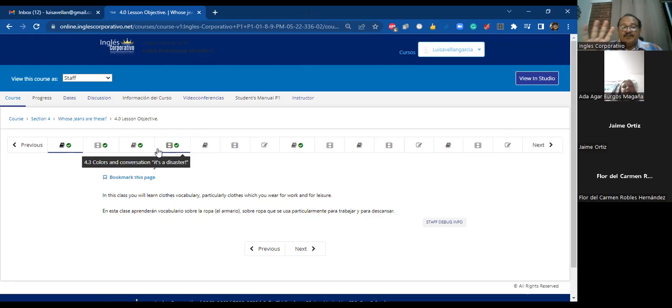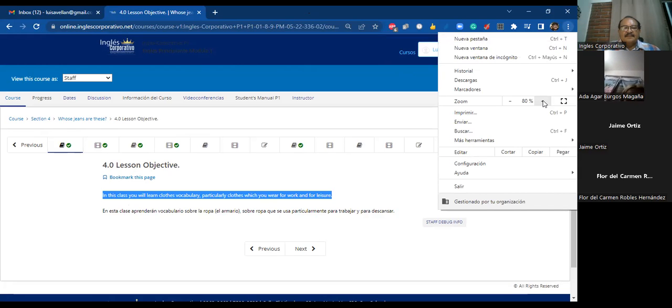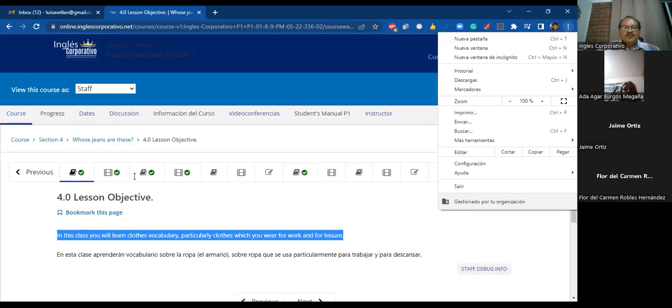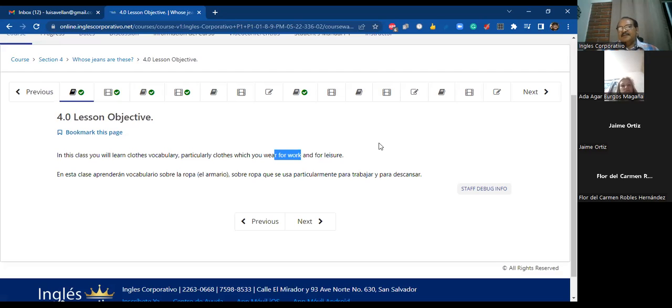So today we're going to start with section four. This is the objective for this class. In this class, you will learn clothes vocabulary, particularly clothes which you wear for work and for leisure. The clothes that we wear for work are a little more formal, right? And the clothes that we wear for leisure are informal. Now we have shorts, sandals, slippers, tank tops, t-shirts. We have many different kinds of clothes.